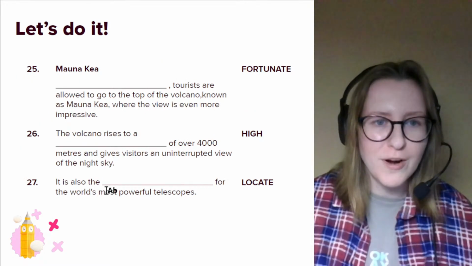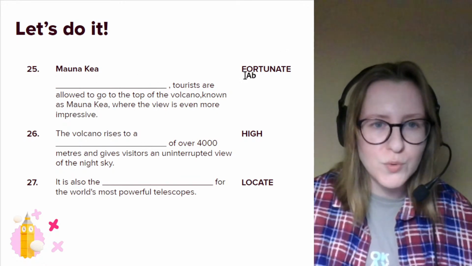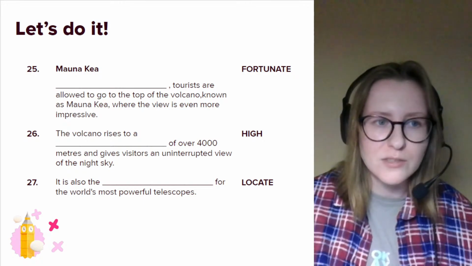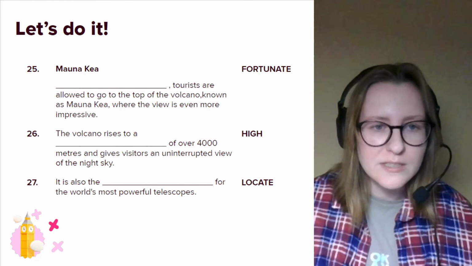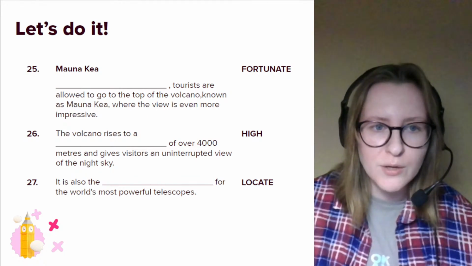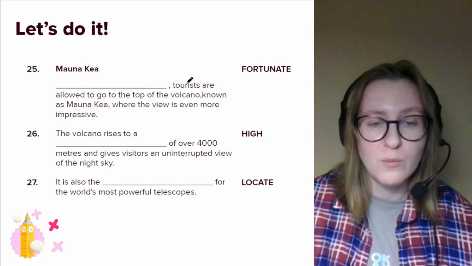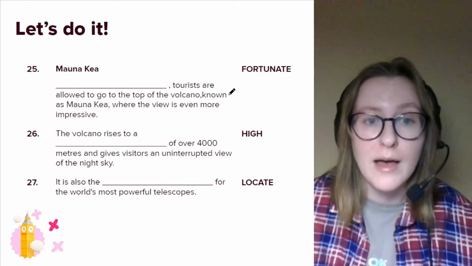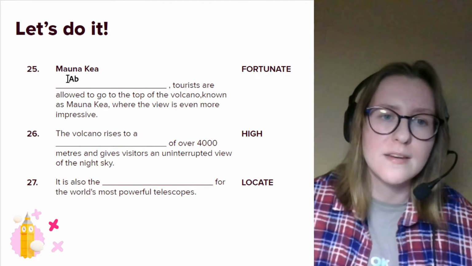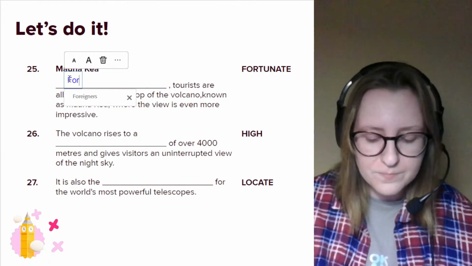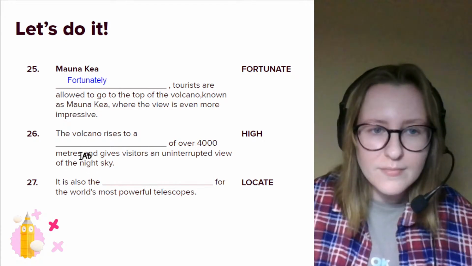Are we ready to try one more? Here we go. Monarchy. All right, the word is fortunate and it's at the beginning of a sentence. So I'm thinking it's an adverb, but still, let's check. Tourists are allowed to go to the top of the volcano known as Monarchy, where the view is even more impressive. All right, tourists are allowed to go blah, blah, blah. How? We have fortunate, which is an adjective, and we need an adverb. Fortunately. Fortunately, tourists are allowed.